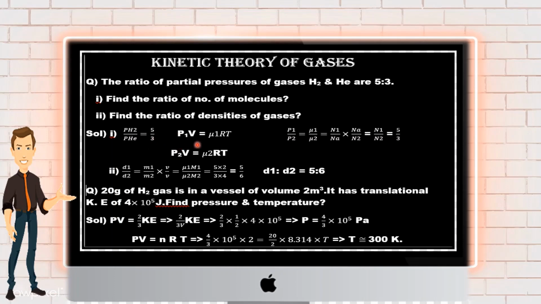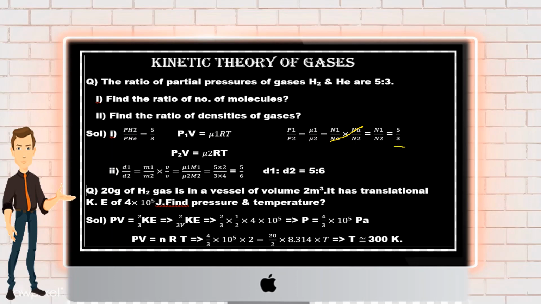We know the formula PV equals nRT. Instead of n, here we use the mole fraction nu. P1V equals nu1 RT, where nu1 is the mole fraction of hydrogen. P2V equals nu2 RT, where nu2 is the mole fraction of helium. To find the ratio of the number of molecules, let's divide these two. Then we get P1 by P2 equals nu1 by nu2. The mole fraction is the number of molecules of each gas divided by the Avogadro number, so N1 by Na into Na by N2. Here Na is the Avogadro constant, and both get cancelled. Then we get N1 by N2, which is 5:3 as given. The answer for this is 5:3.